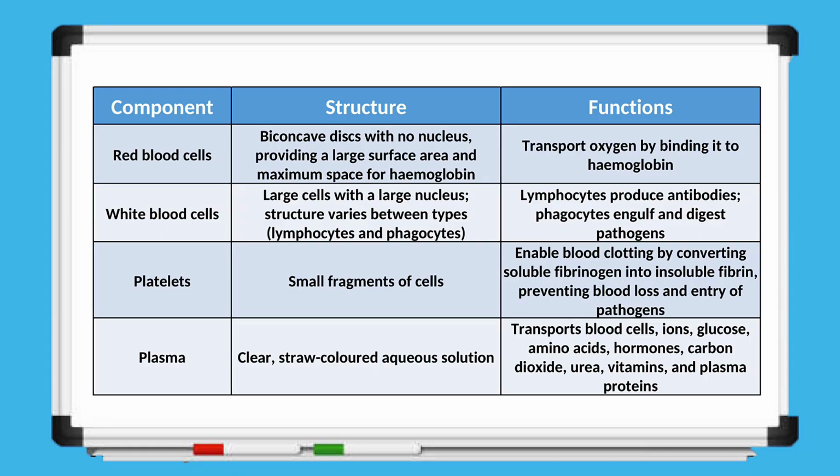Plasma is a clear, straw-colored liquid that carries blood cells and also transports ions, glucose, amino acids, hormones, carbon dioxide, urea, vitamins, and plasma proteins throughout the body.